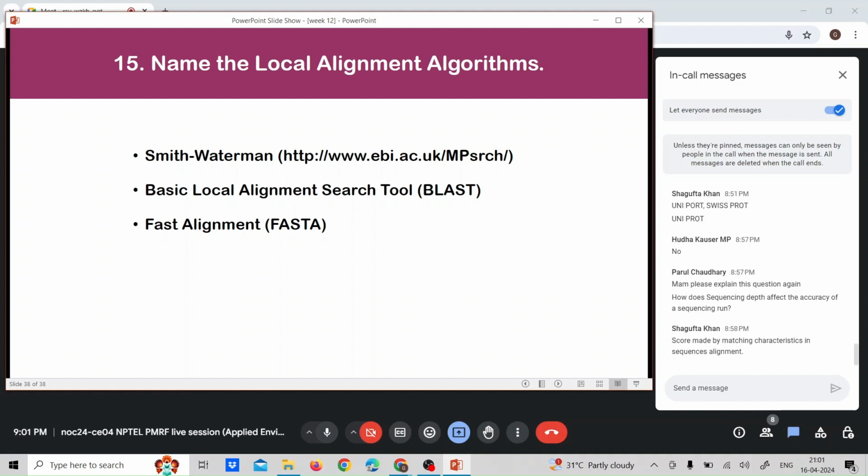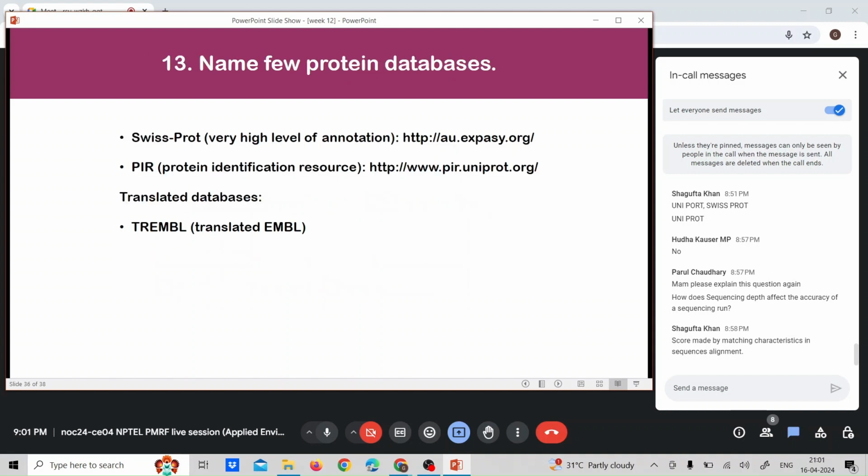Okay, how does sequencing depth affect the accuracy of the sequencing run? So sequencing depth, okay, I'll go back to that question.